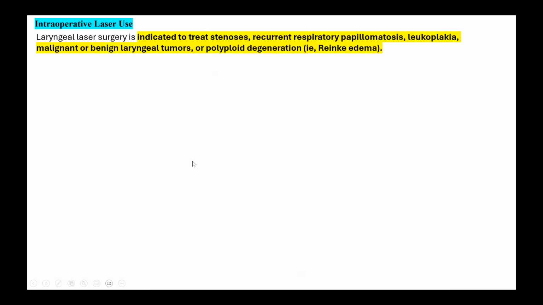And if the intraoperative laser is being used, it is indicated for treating stenosis, recurrent respiratory papillomatosis, malignant and benign laryngeal tumors, and polypoid degeneration, that is Reinke edema. The commonly used lasers are carbon dioxide and KTP lasers. This KTP, as I told you, is potassium titanyl phosphate laser.